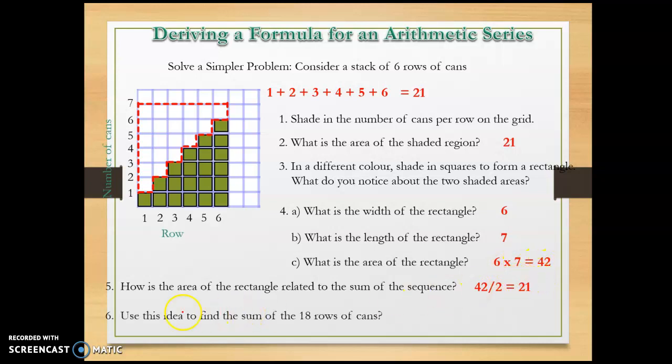Okay? Use this idea to find the sum of the 18 rows of cans earlier. So 18 times 19 divided by 2 is equal to 171. Alright? So the number itself, multiplied by the number next to it, then divide by 2.